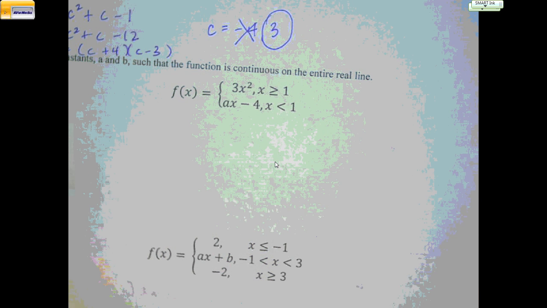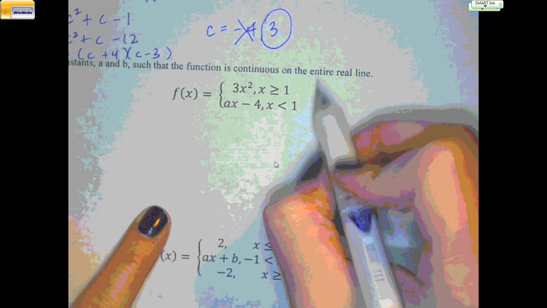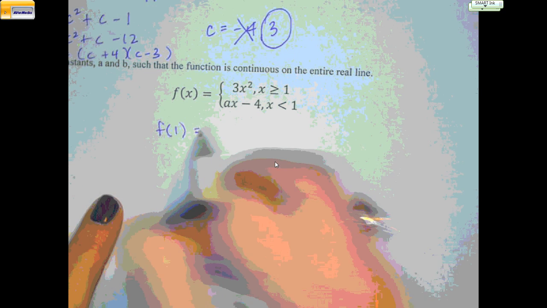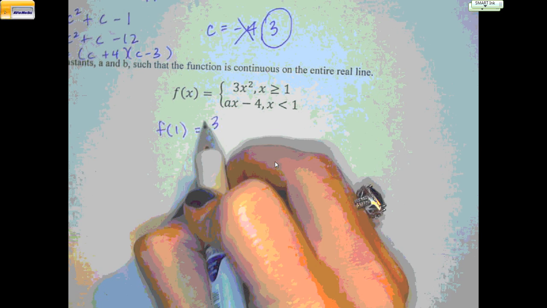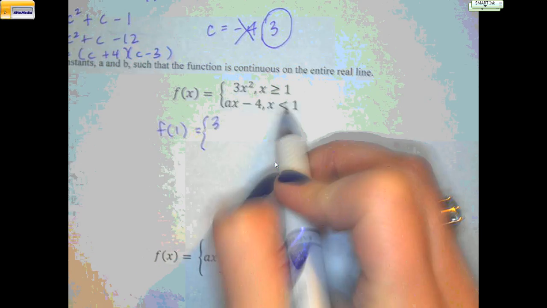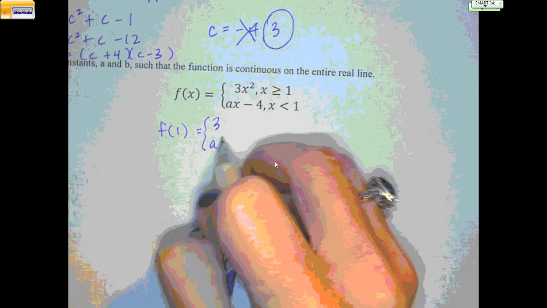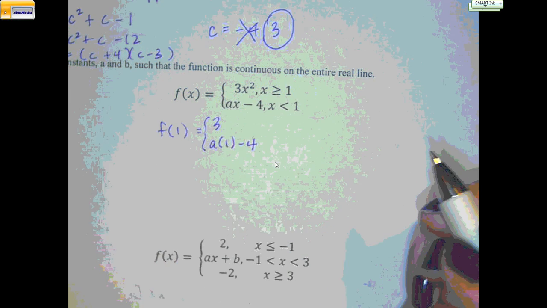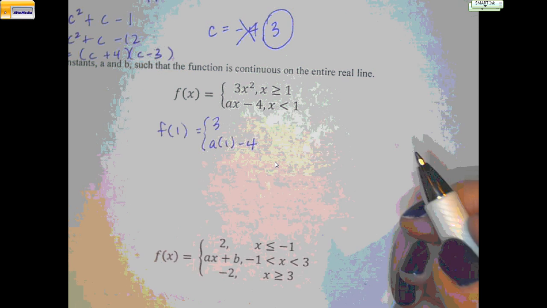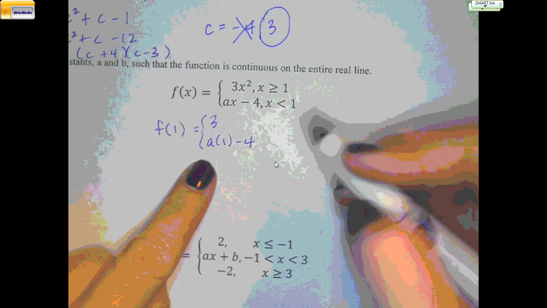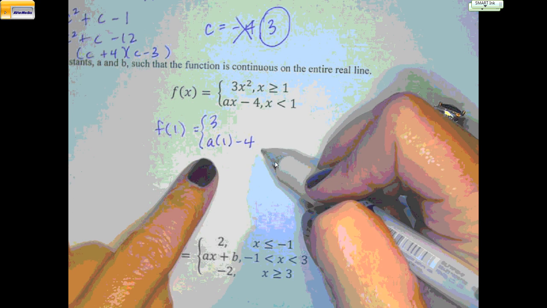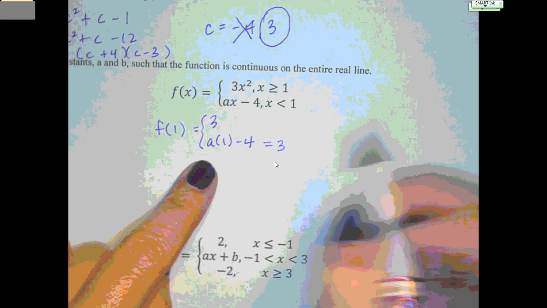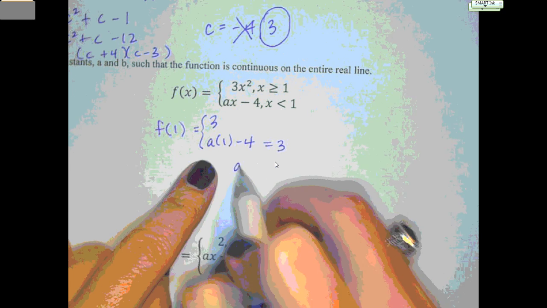So if we take that 1 and plug it in here, F at 1 on the top, what's 3 times 1 squared? 3. Here, F at 1, I'm going to have A times 1 minus 4. Well, I need both of these to come out to be what? 3. So I need this bottom one to equal 3. So A equals 7.